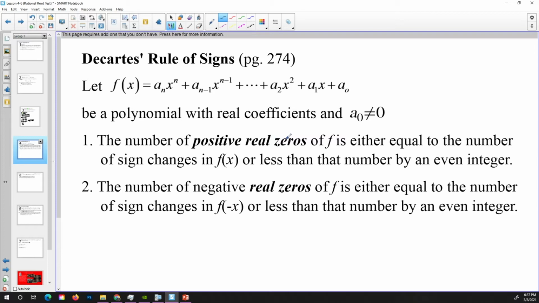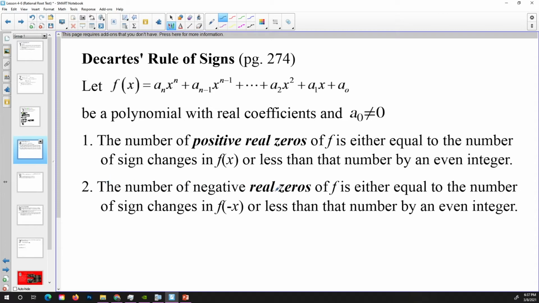The number of positive real zeros of f is either equal to the number of sign changes of f of x or less than that number by an even integer. So you count the number of sign changes and then you reduce that by even values. So if you count 5 sign changes, your number of positive real zeros are going to be 5, 3, or 1. If you count 4 sign changes, your values will be 4, 2, or 0. Count the number less than that by an even number.